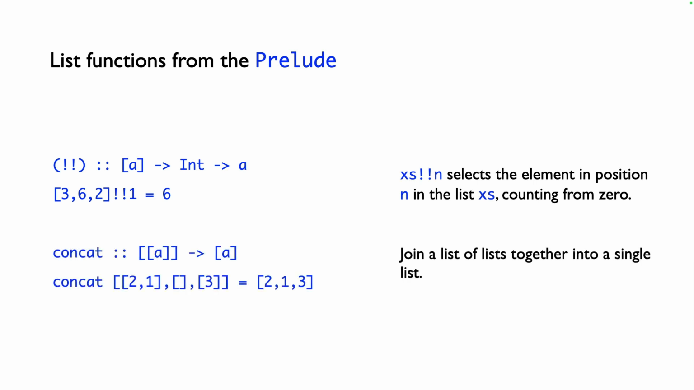Concatenation builds a list from a list of lists. So you can see in the example, we've got a list with 3 lists in it: the list 2 1, the empty list, and the list which is just 3. What that function does is join the lists all together into a single list. And you can imagine you can do that by putting plus plus between all the lists, as it were. That joins them into a single one.